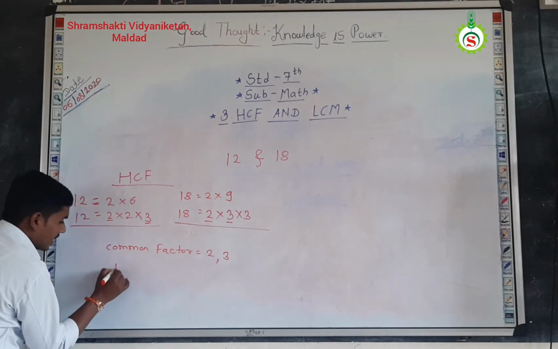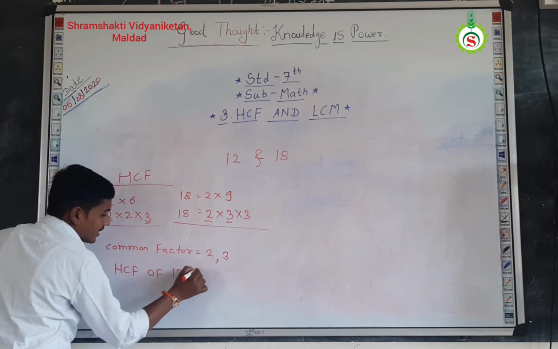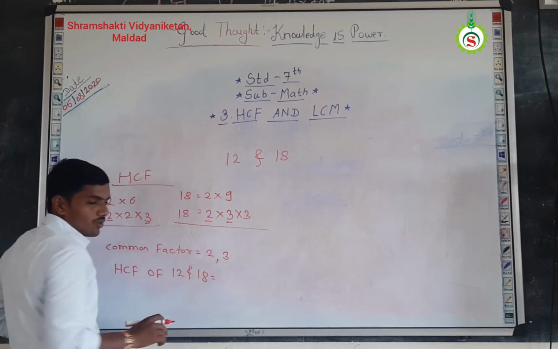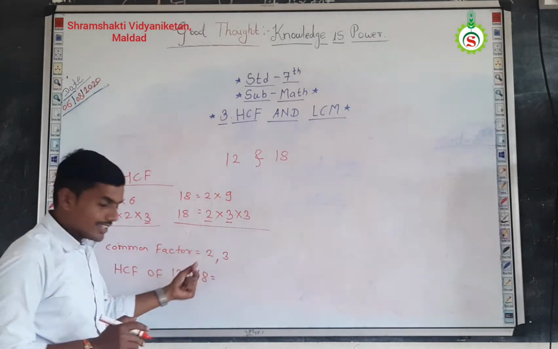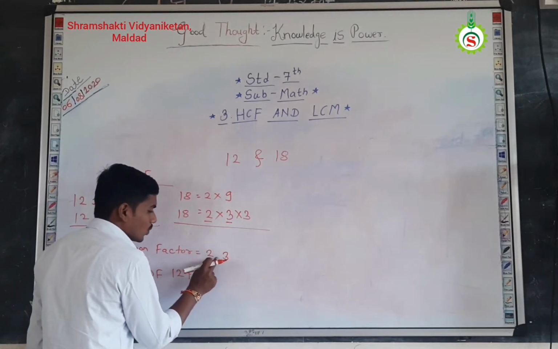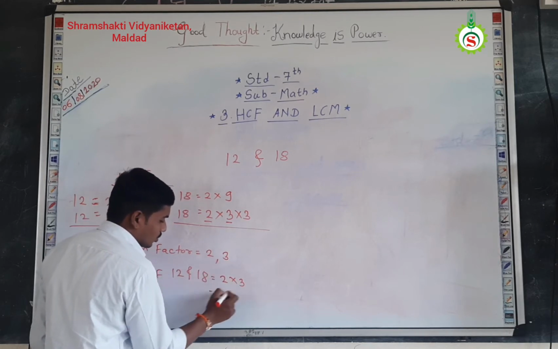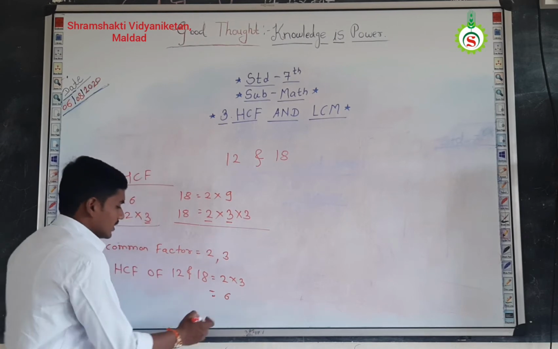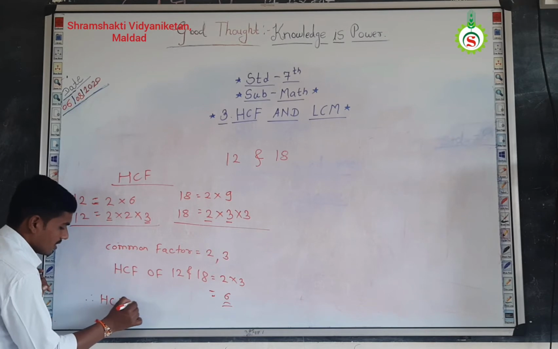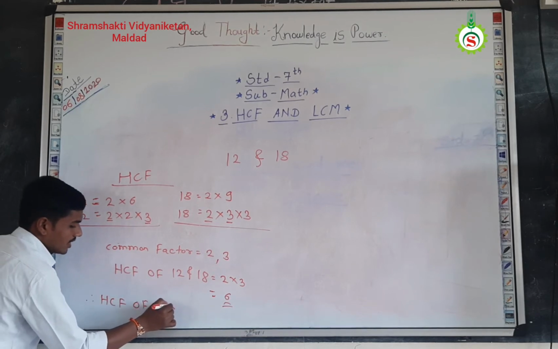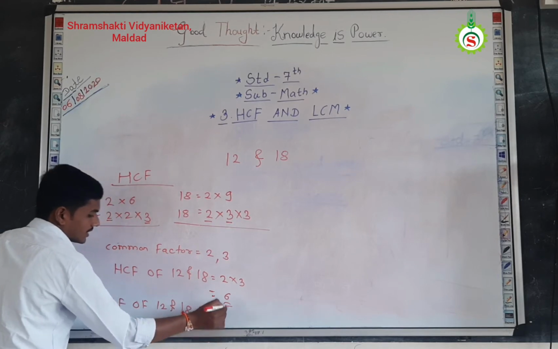So if I want to find out the HCF of 12 and 18, what do I have to take? I have to take the product of the common factors. Which are the common factors? 2 and 3. So I will take the product of 2 and 3. 2 3s are 6. Therefore, the HCF of 12 and 18 is 6.